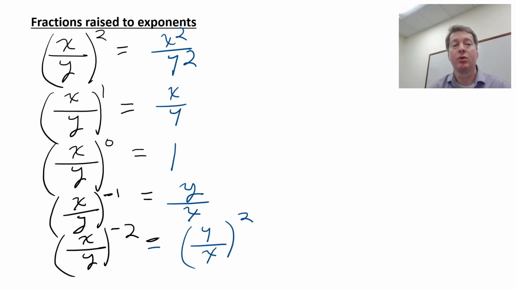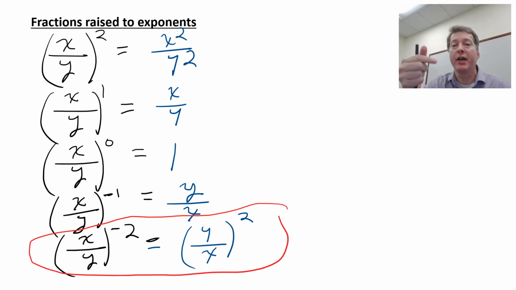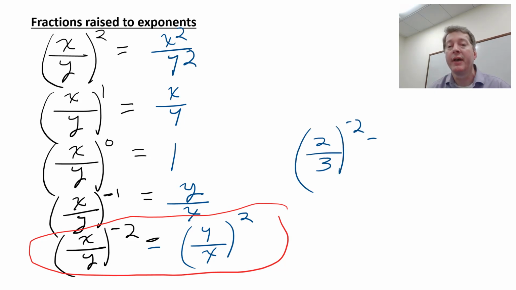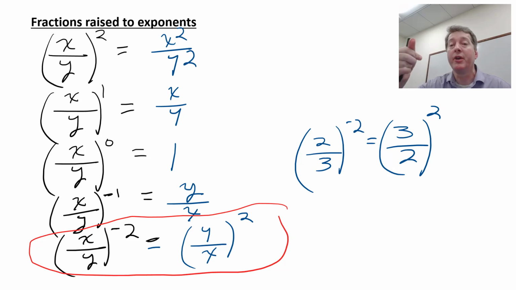but the positive 2. So a really good thing to remember, if you see a fraction raised to a negative exponent, you flip the fraction over, you just write the reciprocal, and you negate the exponent. So the -2 in this case would become the positive 2. If I had 2/3 to the -2, that's the same as 3/2, 3 over 2, to the positive 2. So the rule, you flip the fraction and you switch the sign of the exponent.